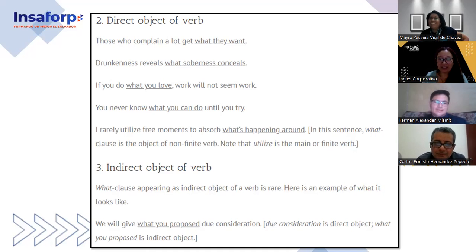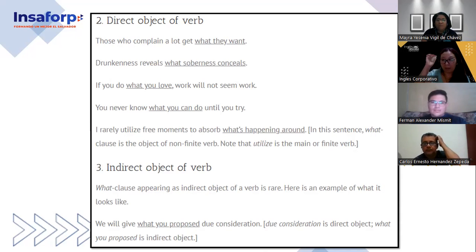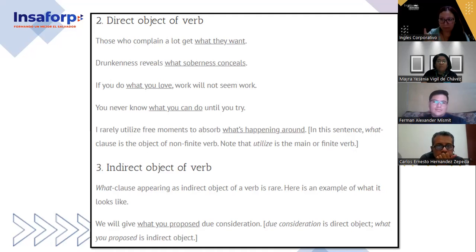Yes. Okay, lo leemos. In this sentence, what clause is the object of non-finite verb? Note that utilize is the main verb or finite verb. Okay, so acabamos de ver cómo utilizar la what clause al inicio de una oración y cuando la pongo al inicio se vuelve parte del sujeto, ¿de acuerdo? No es que yo tenga que acordarme qué función está haciendo, no, pero que la sepan utilizar, right? Cuando se quieran expresar. La siguiente versión es cuando se ocupa la what clause como el objeto directo del verbo. O sea, este verbo en la oración va dirigido a la what clause, all right?